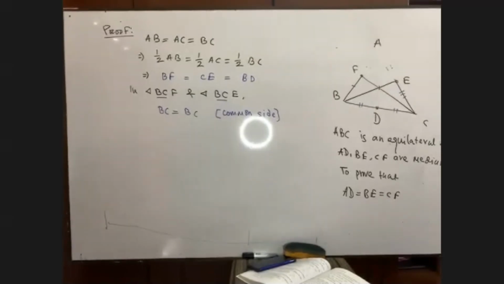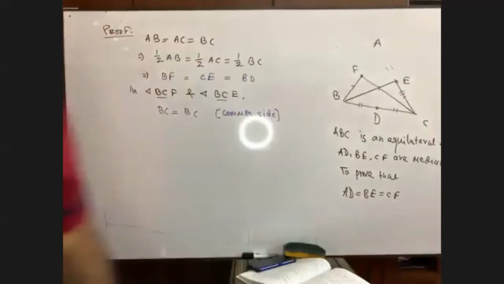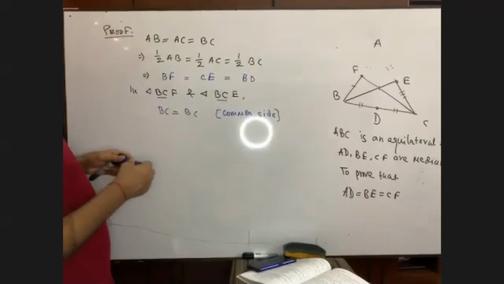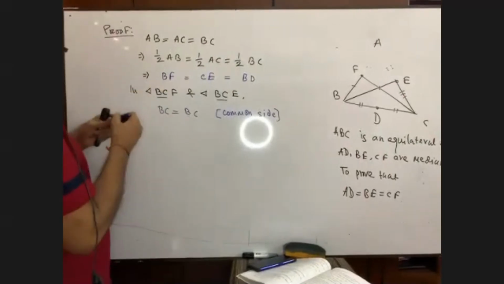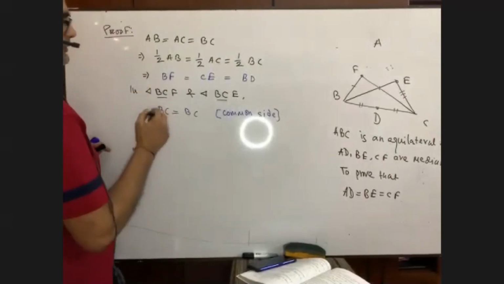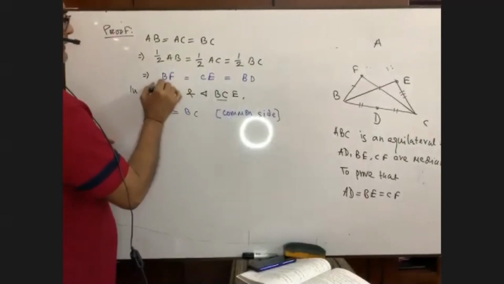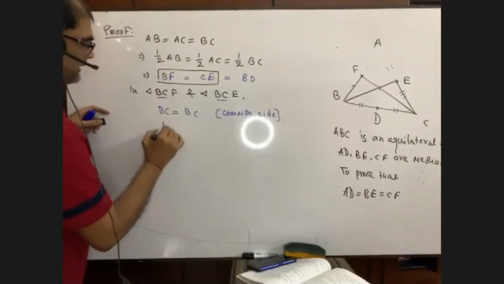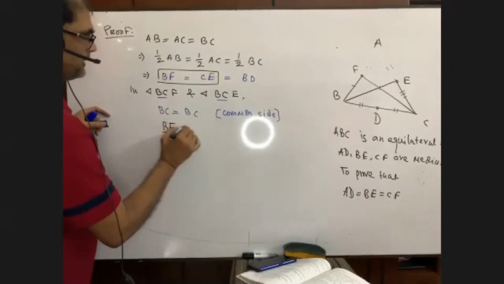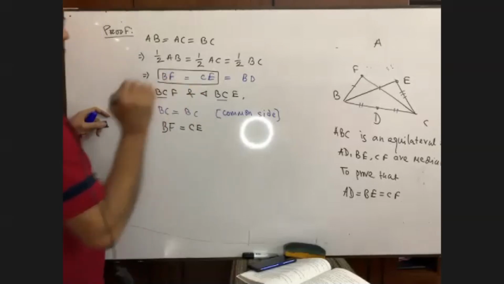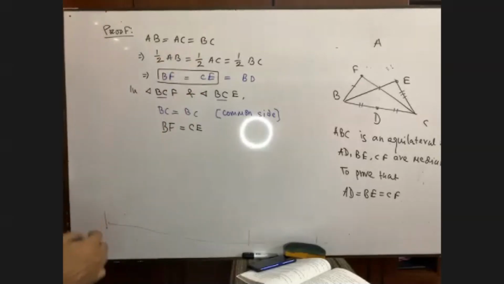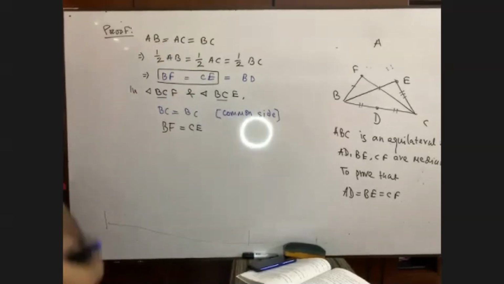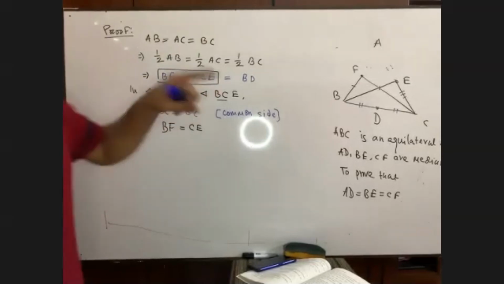Anyway, now we see what else is equal here. BF equals CE. You can see the figure. Now it is a question from my side to you all: what else is to be written here to make these two triangles congruent?